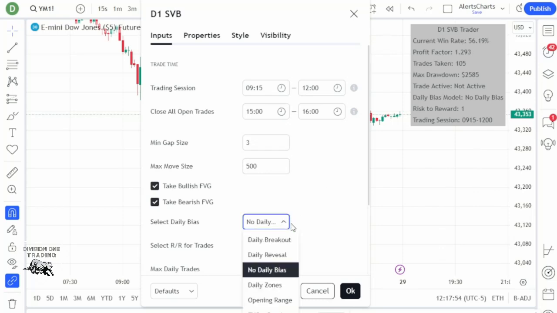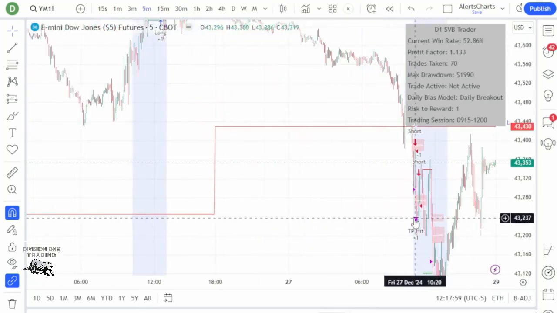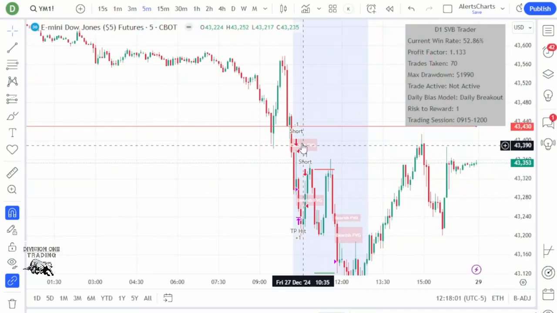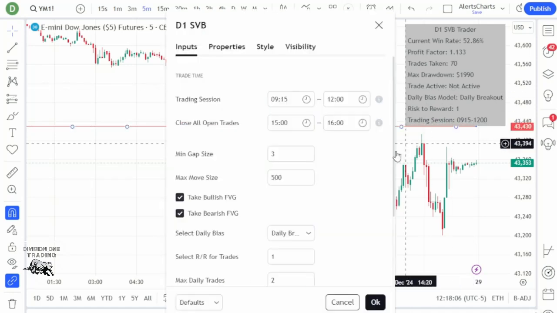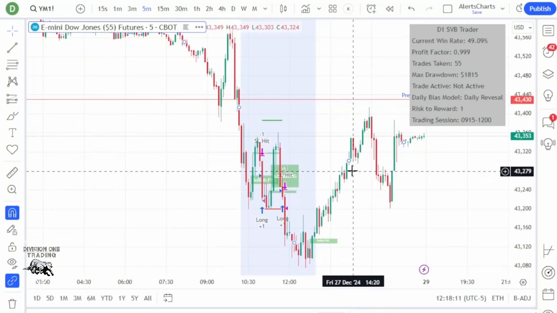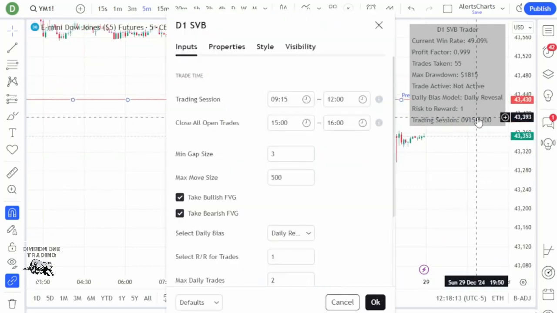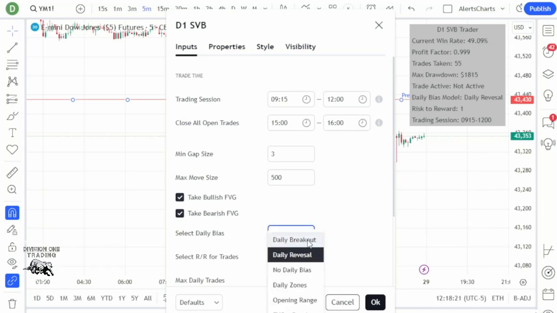You can test the daily bias too. So if you only want to trade it after there's been a daily breakout, you can see it brings out the previous day. And now it's only taking this short because there's already been a daily breakout. You could also trade it to a daily reversal. So it'll only start looking for those reversal trades after the daily breakout. And again, you're just looking at the numbers. Would we trade this setup? No, less than a 50% win rate, less than a 1.0 profit factor.